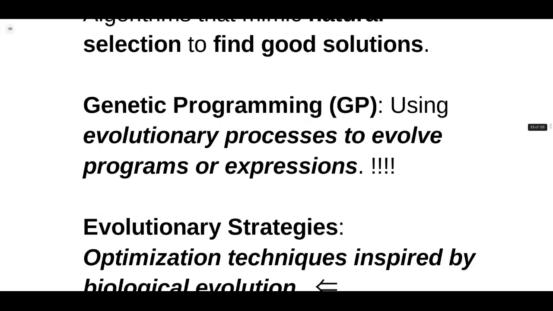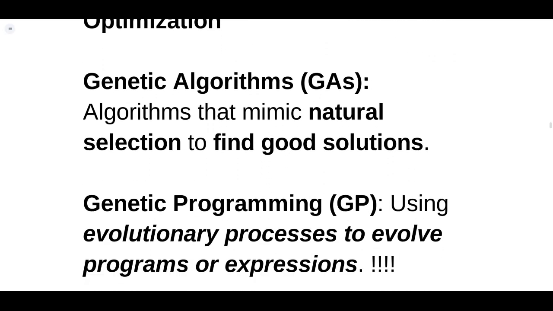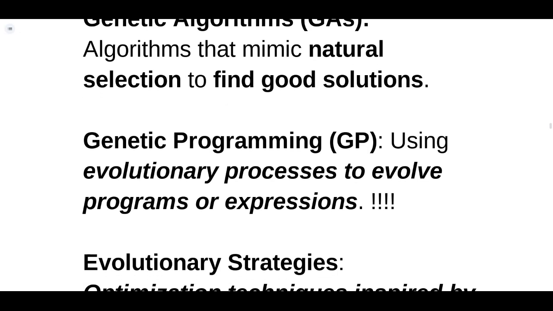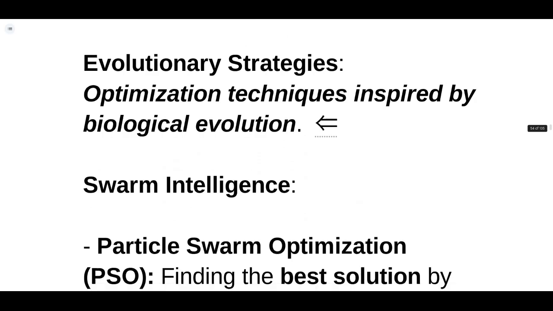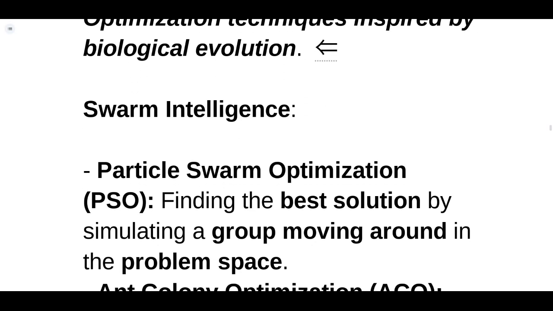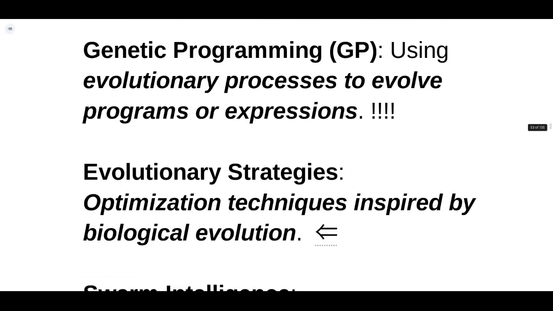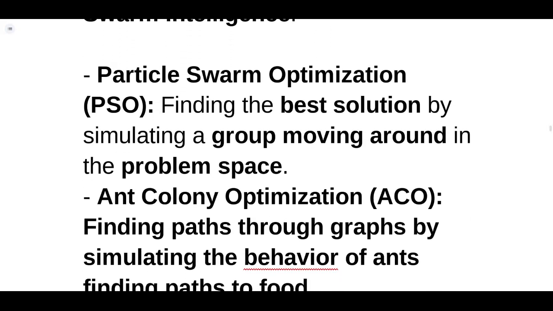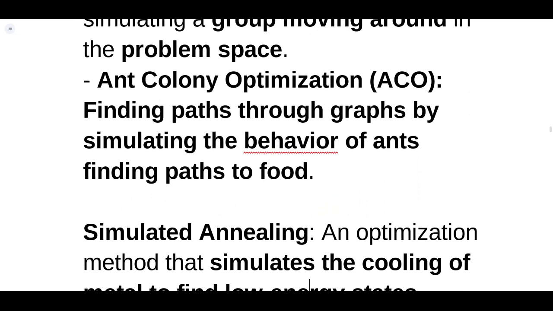So here in evolutionary computation and optimization, we have genetic algorithms using natural selection, genetic programming to evolve programs or expressions, evolutionary strategies, then swarm intelligence. In it, we have particle swarm optimization and ant colony optimization.